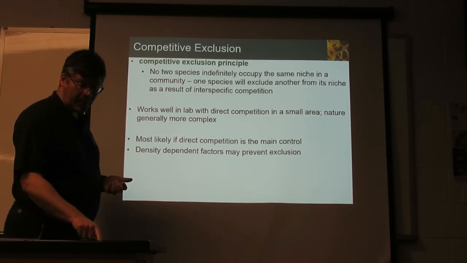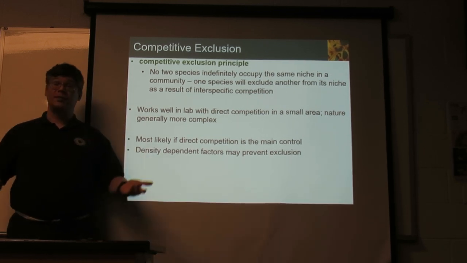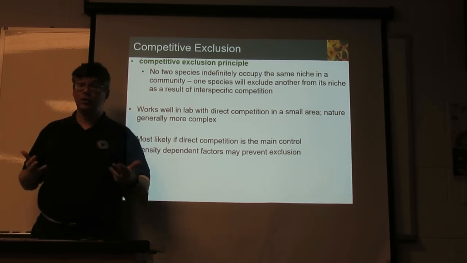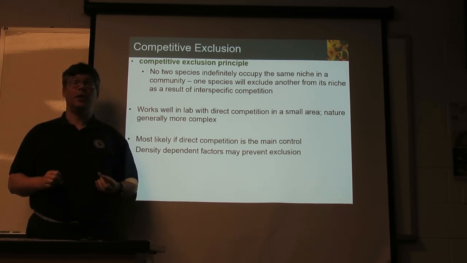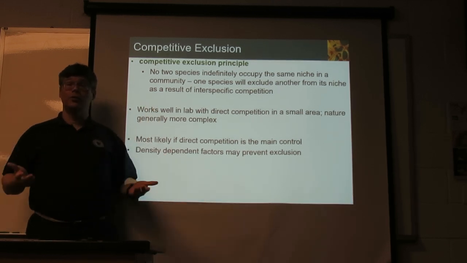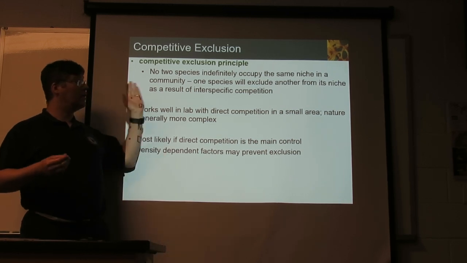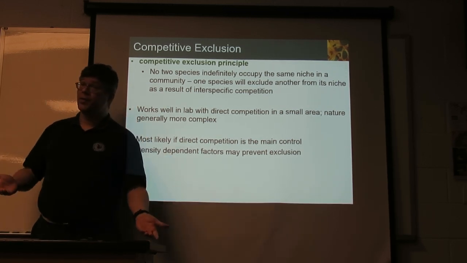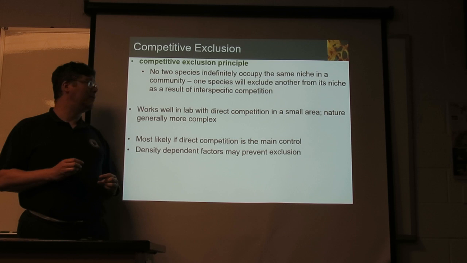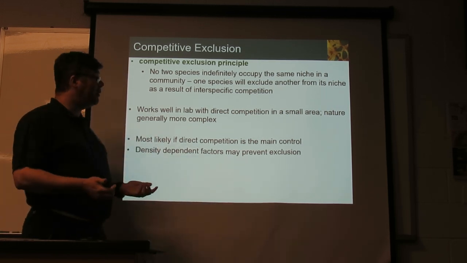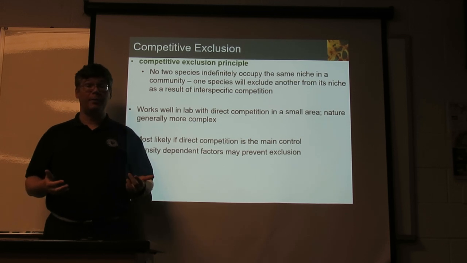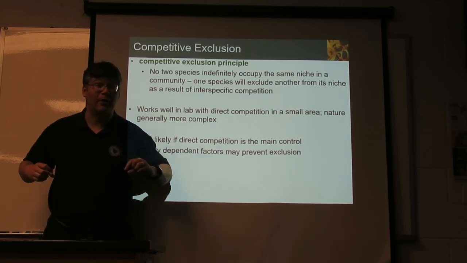Competitive exclusion. This is the idea that two species can't have the exact same niche. Eventually, one is going to outcompete the other, and the one that's outcompeted will die out. You do see this happening in lab if we have direct competition in a small area.